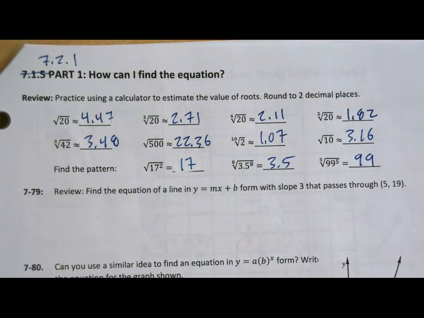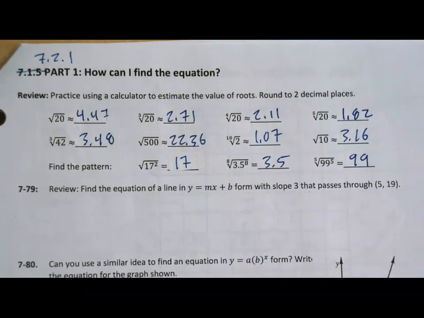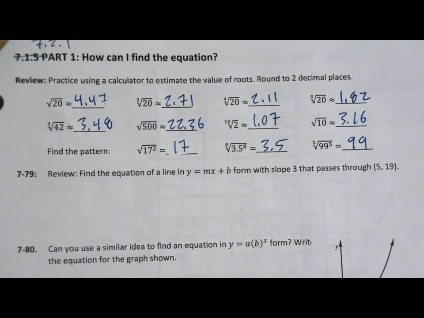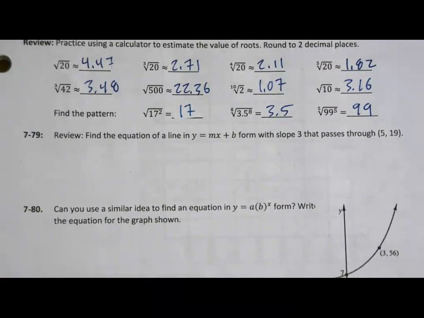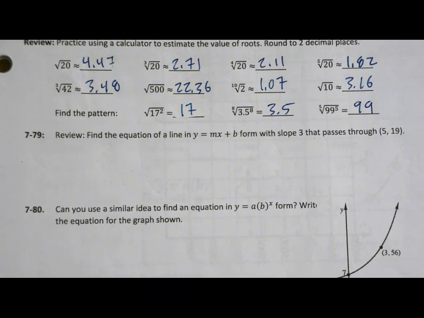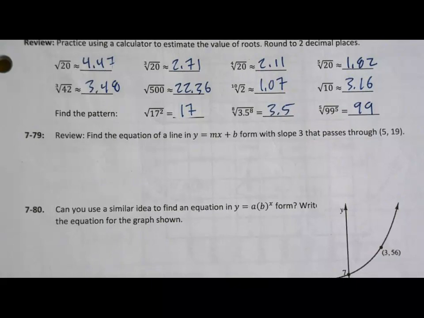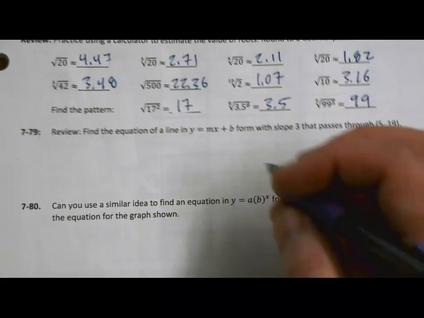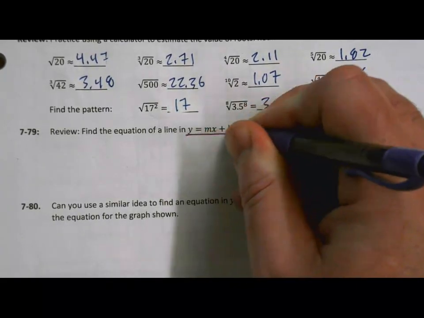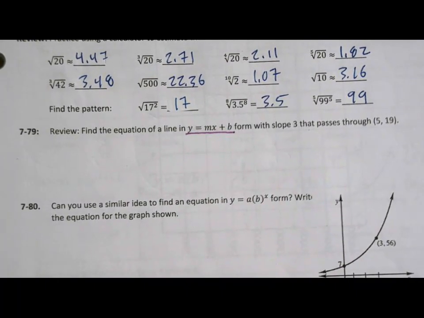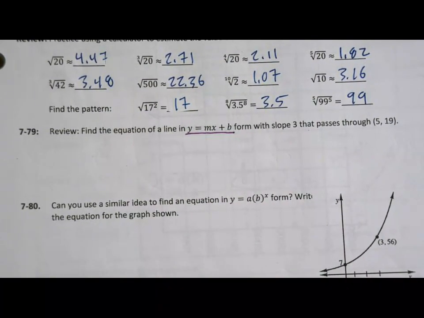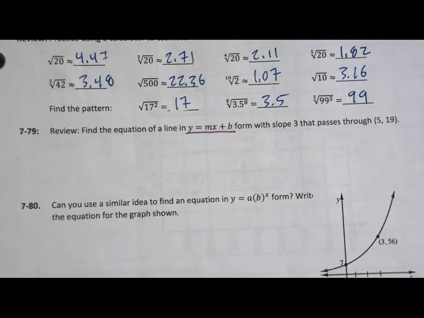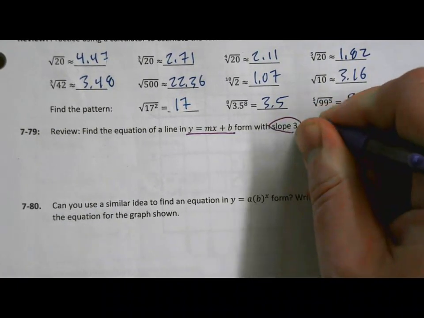All right. So this part of our lesson today is really just going to be a review of some stuff that we've seen already, but it's pretty important, so we want to make sure we circle back and hit it again. So let's first start off with something way back in chapter 2. And I know it's coming from chapter 2 because they said they want the equation of a line in this format, and this makes me think of chapter 2. That equation is the equation of a linear function. And they want us to write the equation of a line that has a slope of 3 and passes through the point 5, 19.